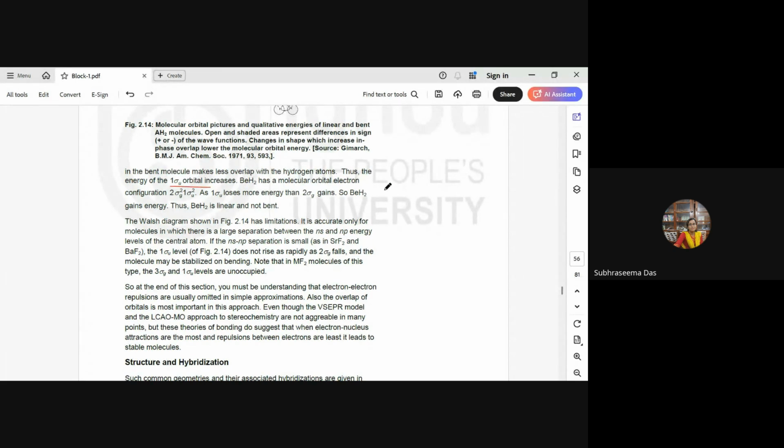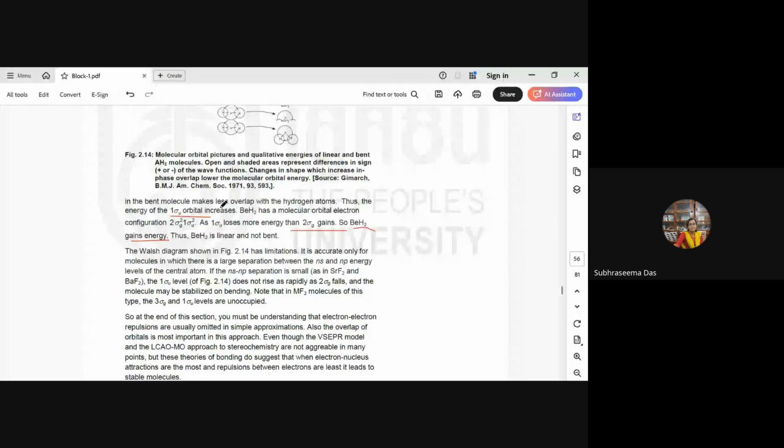So what happens is that BeH2 has a molecular orbital electronic configuration of 2σg², 1σu². Now here the σu loses more energy than the σg gains. So the net result is that BeH2 gains energy by being linear. That is why it is linear and not bent.